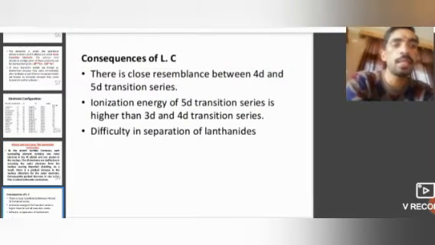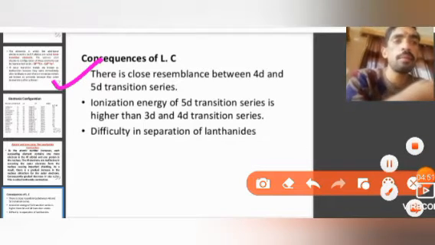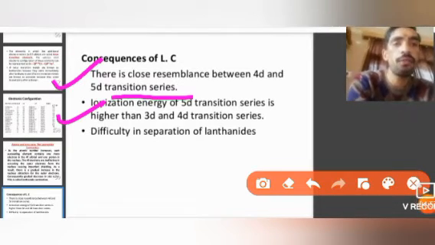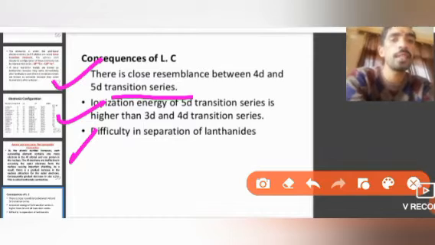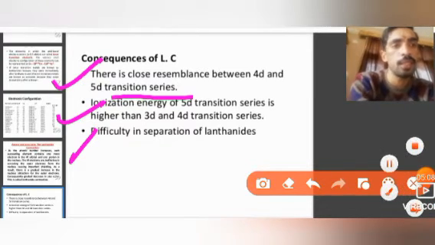So what are the major consequences of lanthanide contraction? There is a close resemblance between 4d and 5d transition elements. The ionization energy of the 5d transition series is higher than the 3d and 4d transition series. There is difficulty in the separation of lanthanides, because of the lanthanide contraction.